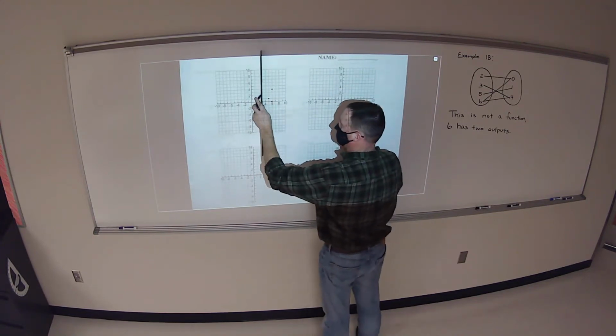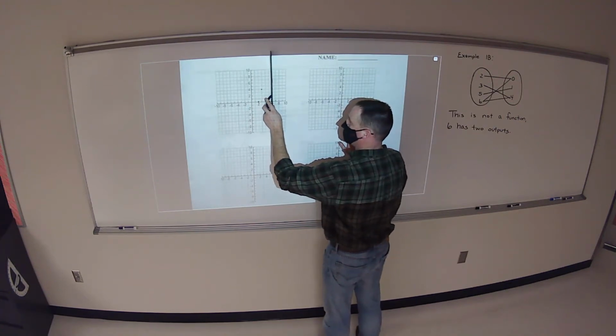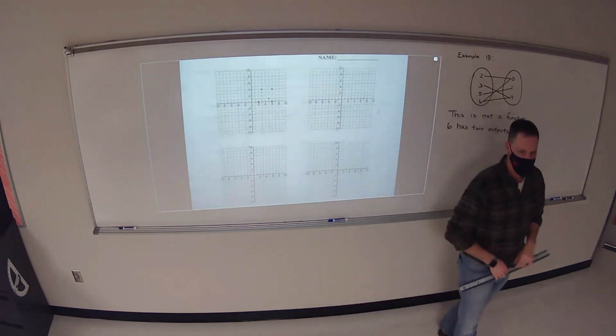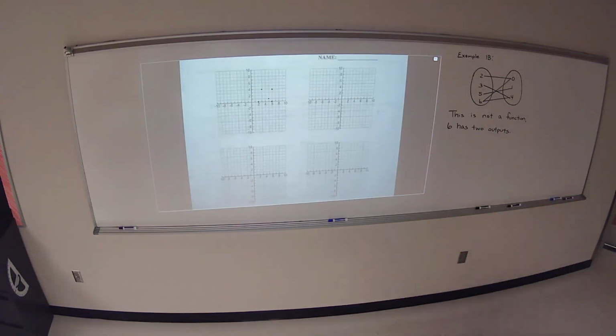Okay, it's only touching 1. How many is it touching here? 1. How many is it touching here? So is this a function? No. Because according to the vertical line test, if any vertical line touches more than 1 point at the same time, it is not a function.